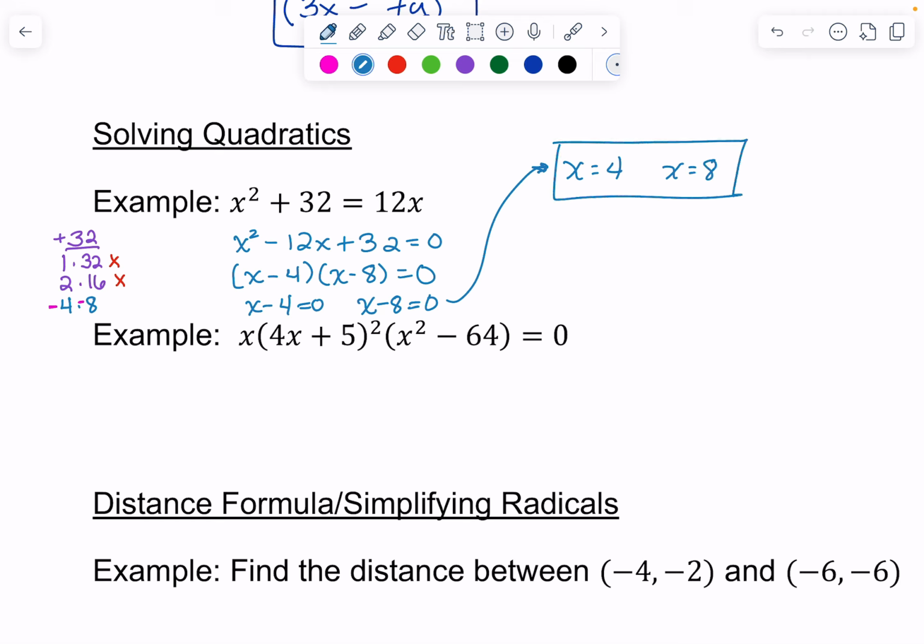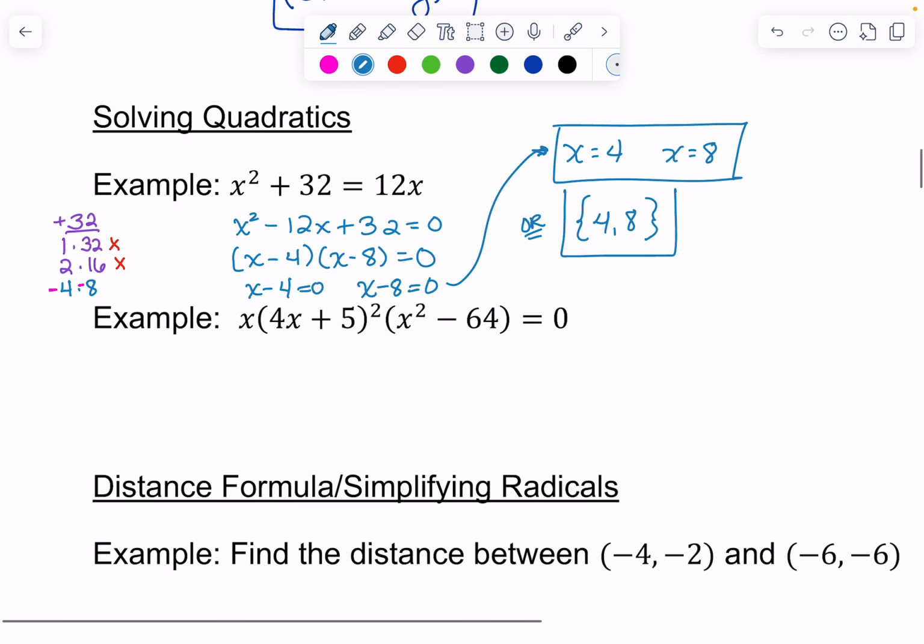Now keep an eye out on the notation that it wants, because if I just want to write x equal to 4, 8 or something like that, that's great. If it asks for an interval, or set notation, then we would write 4, with a bracket there, and comma 8. All right, so this would be another way. So we've got two ways there. The second one there is called interval notation.